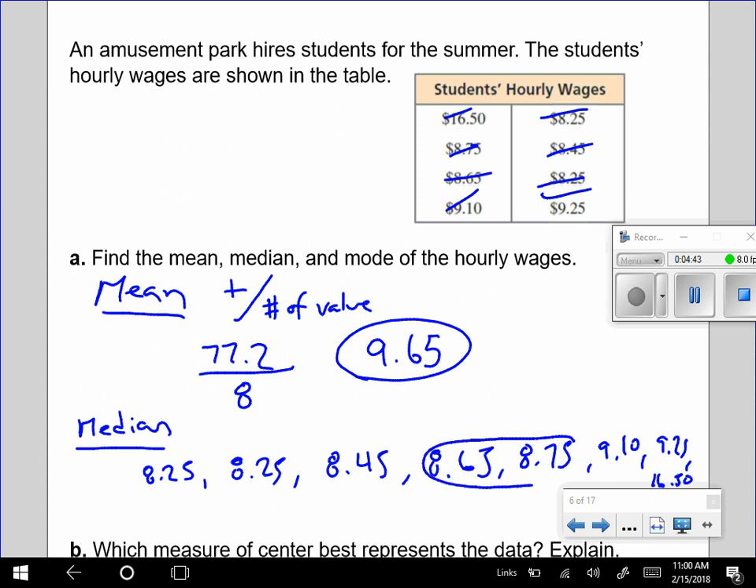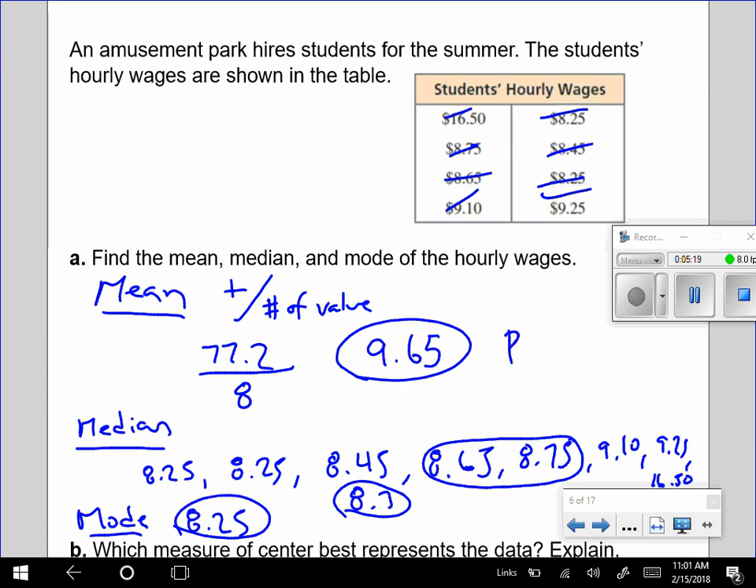In this case, since I have an even number, I'm going to end up with 2. Well, how do we do that? We take the average of the 2. So I have 8.65 plus 8.75 divided by 2, which gives me 8.70. That would be my median. Now, my mode is where it occurs the most. I have two 8.25s. That's as simple as it gets. 8.25 would be my mode.